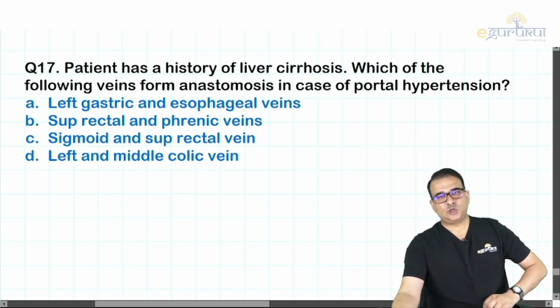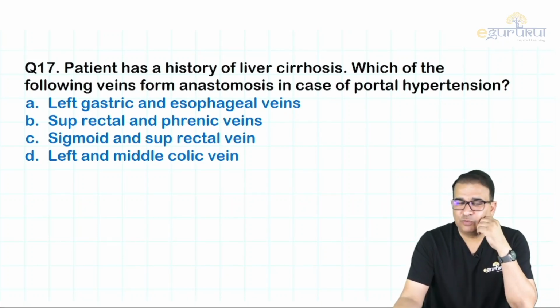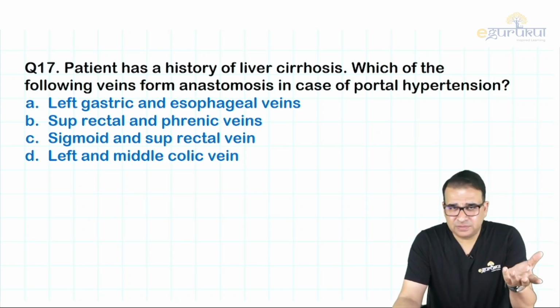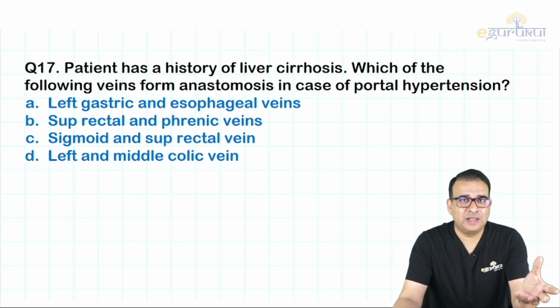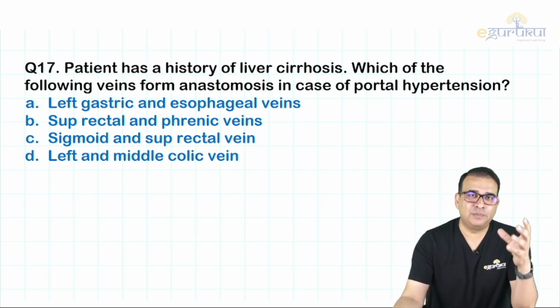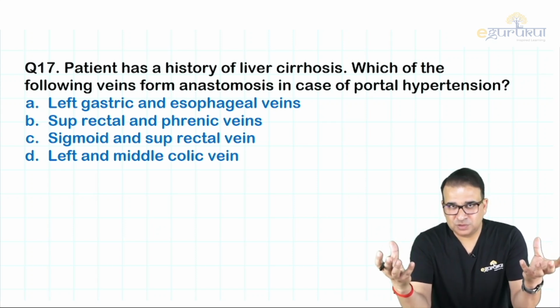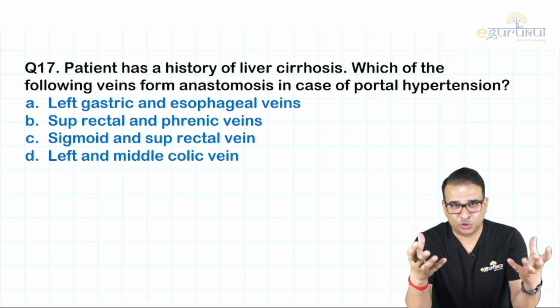It says that the patient has a history of liver cirrhosis. Which of the following veins forms the anastomosis in case of portal hypertension? Obviously, when there is a liver cirrhosis or any obstruction in the portal vein, there will be portal hypertension, and because of the portal hypertension, the sites where the tributaries of the portal veins and the tributaries of systemic veins anastomose will get engorged.